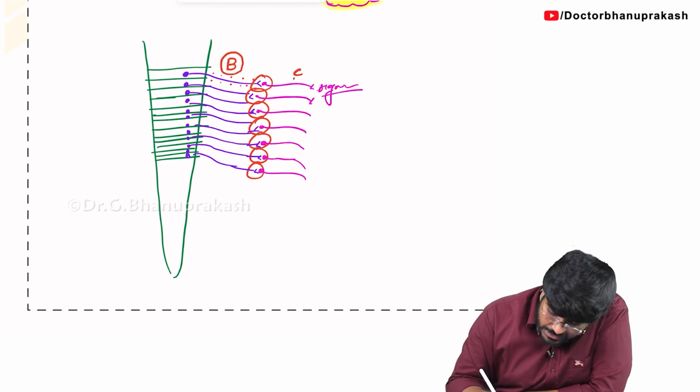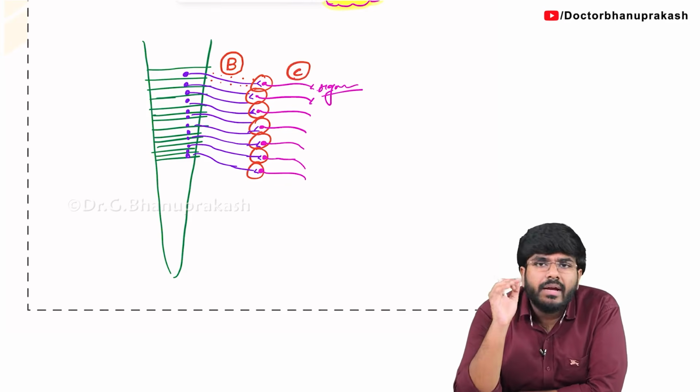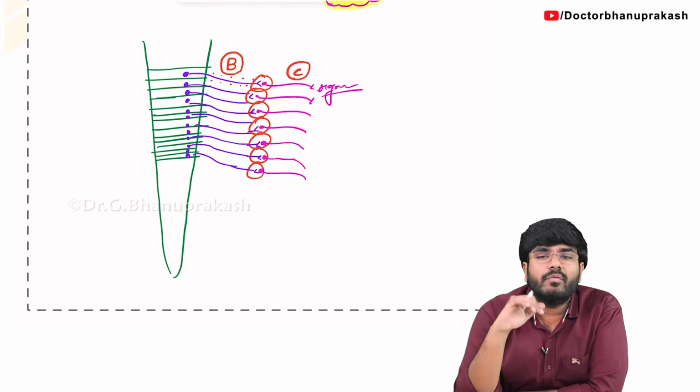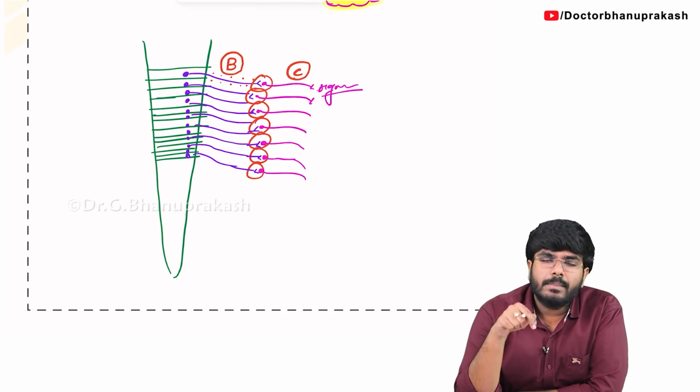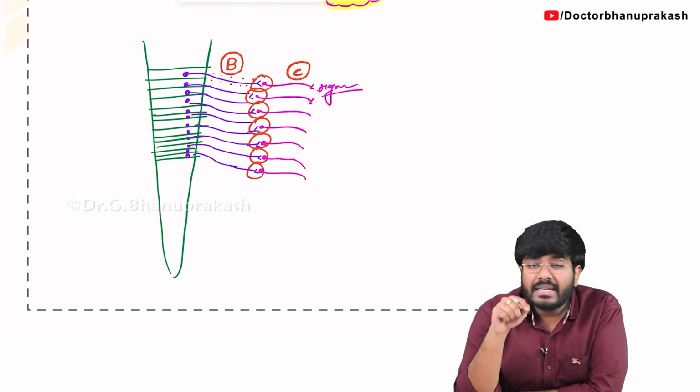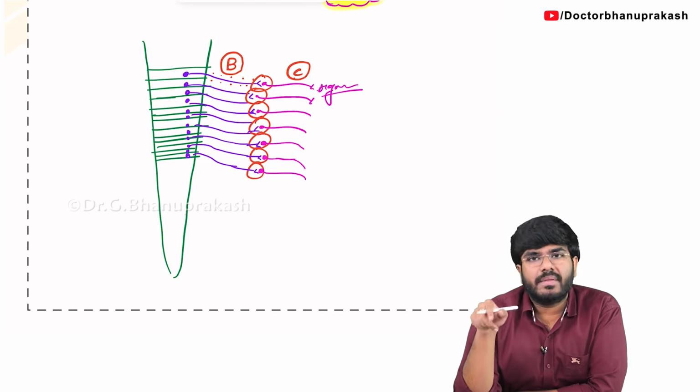So they are considered as C type of neurons. So tell me, where in our body do we have the B type of neurons? The B type of neurons are present in preganglionic sympathetic fibers, and C type of neurons are postganglionic sympathetic fibers.